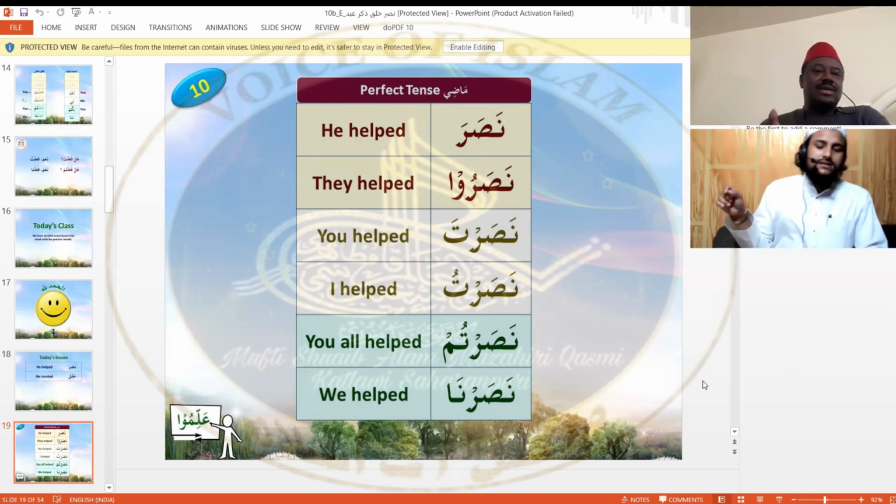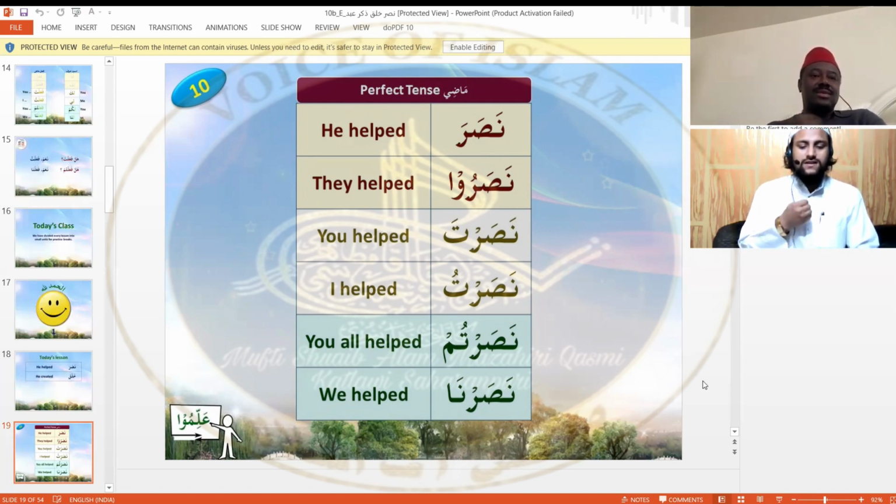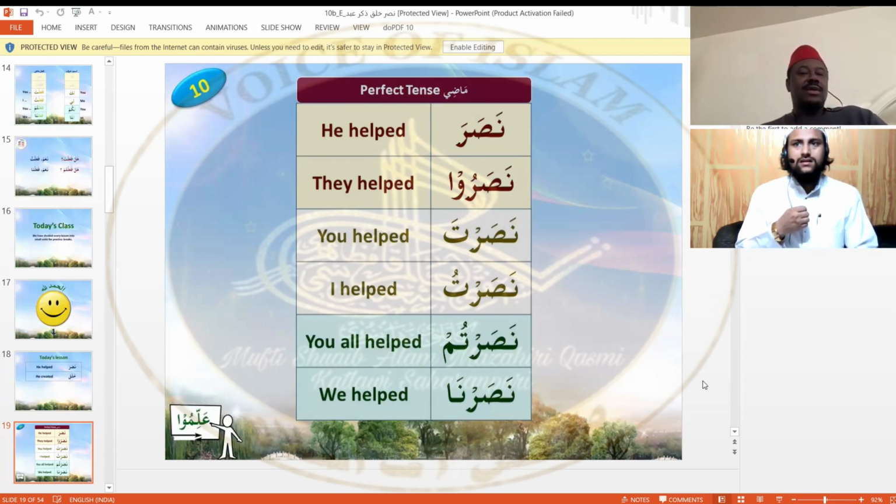Now let's practice Arabic. Nasara, nasaru, nasarta, nasartu, nasartum, nasarna. Nasara, nasaru, nasarta, nasartu, nasartum, nasarna.